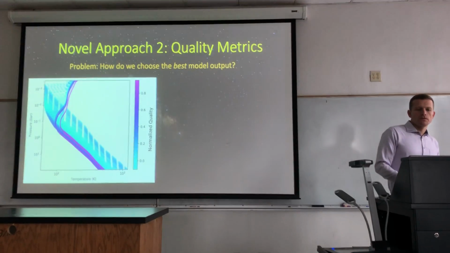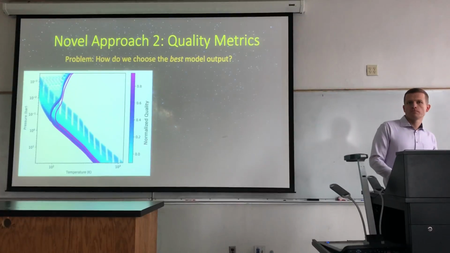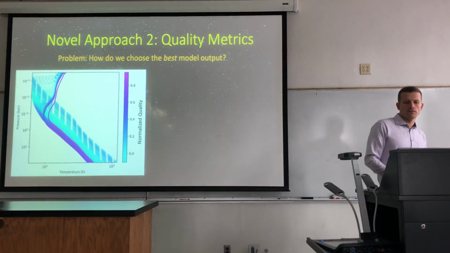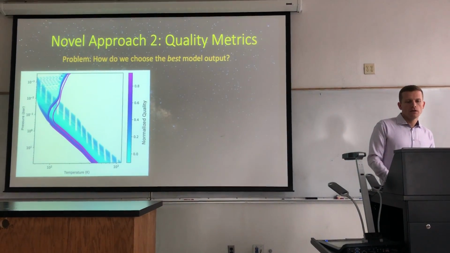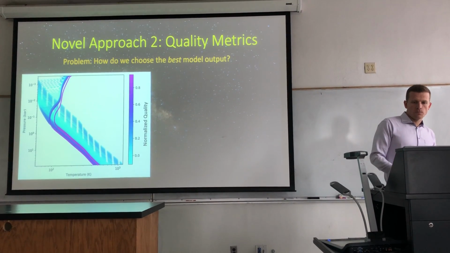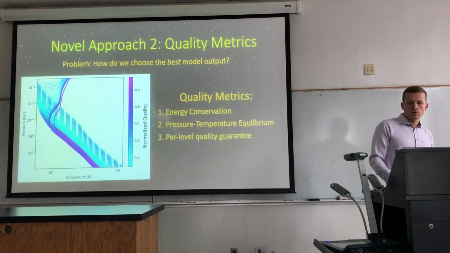So now approach 2 is you can imagine that if you have 66 or even 3 or even 2 solutions come out of the other end of running this model, how do you pick the one that actually is best? So this is why we came up with 2 different quality metrics.